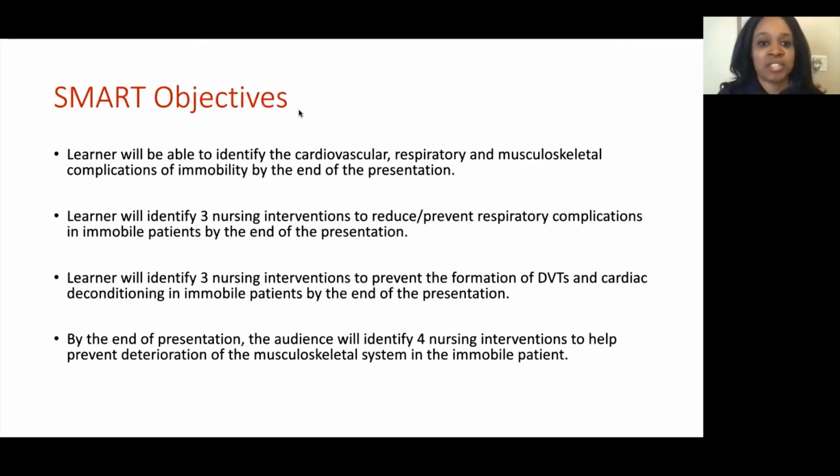Our objectives are for the learner by the end of the presentation to be able to identify the cardiovascular, respiratory, and musculoskeletal complications of immobility, to also identify 3 nursing interventions to reduce respiratory complications, 3 nursing interventions to prevent the formation of DVTs, and 4 nursing interventions to help prevent deterioration of the musculoskeletal system.